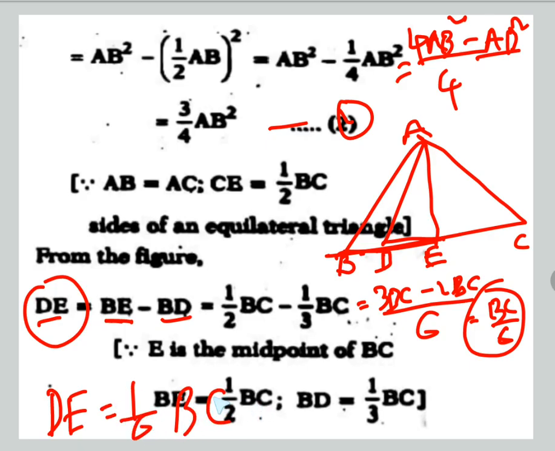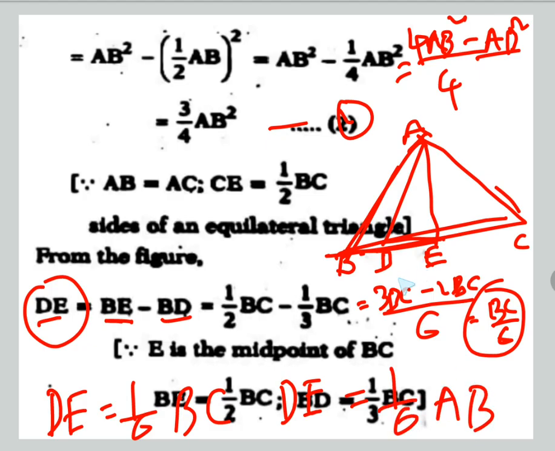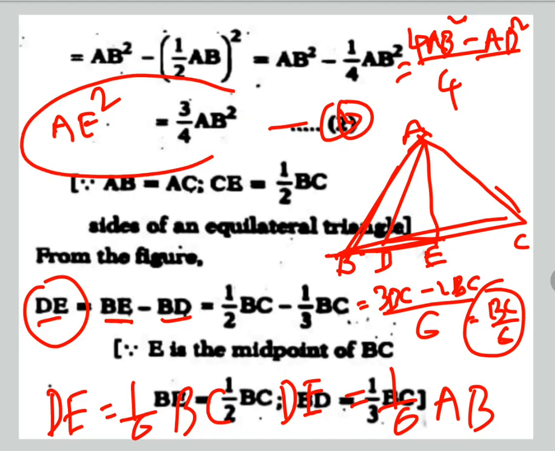What is BC? BC is equal to AB, which is equal to AC also. We can write DE is equal to 1 by 6 AB also, because all the sides are equal in an equilateral triangle. So from the second equation, AE square is equal to 3 by 4 AB square. This is the second one, and this is the third one: DE is equal to 1 by 6 AB.